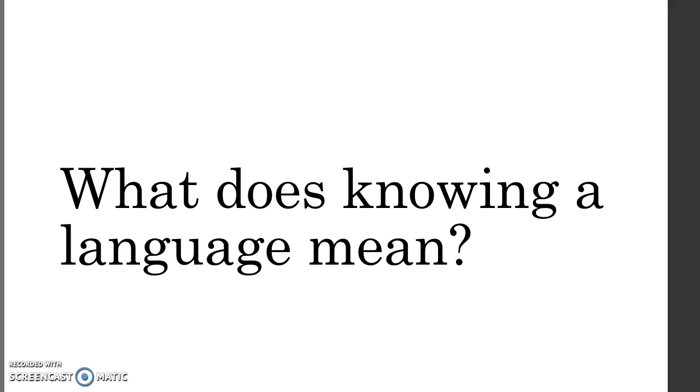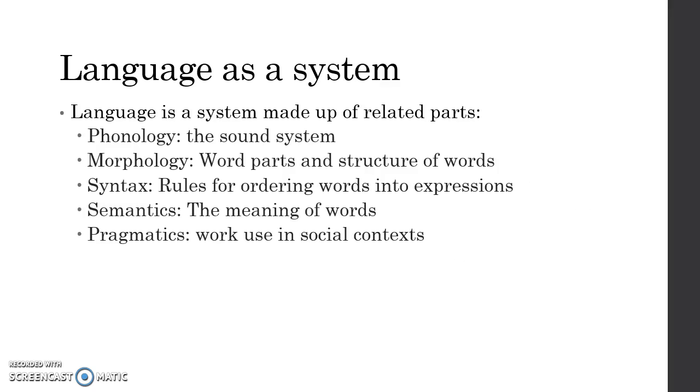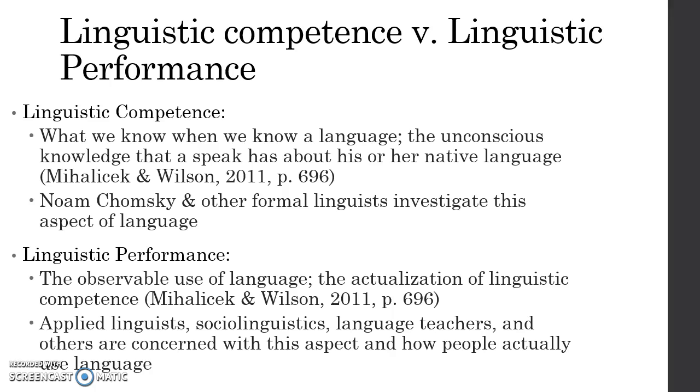So that's what a language is, but what does it mean to know a language? Knowing a language is knowing the different systems of related parts. So phonology is the sound system, morphology is the word parts and structures of words, syntax is the rules for ordering these words into expression, semantics is the meanings of the words, and pragmatics is the word use in different social contexts.